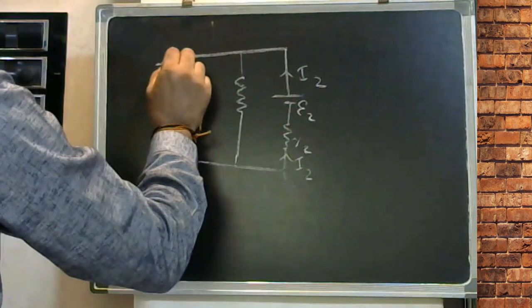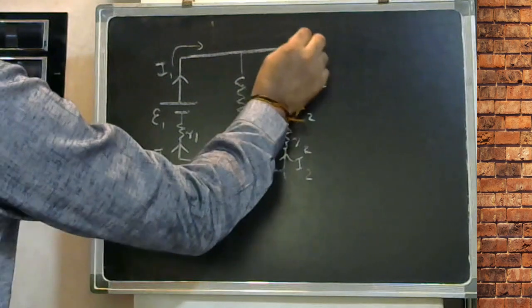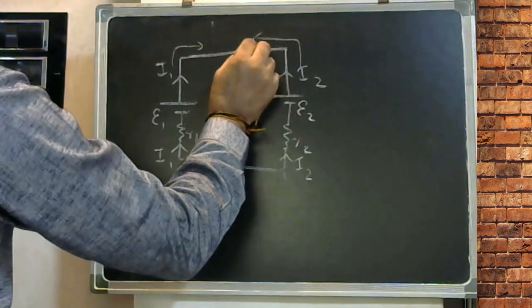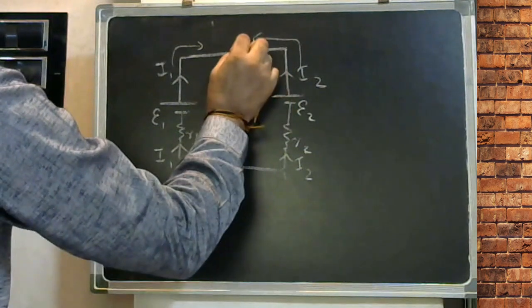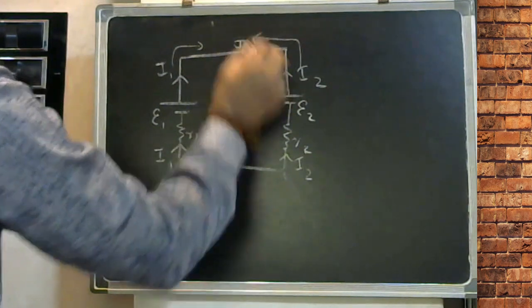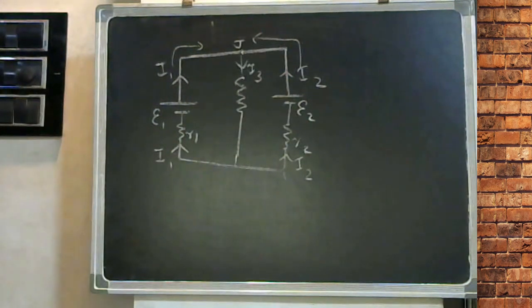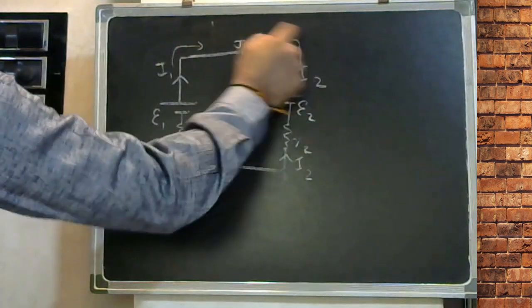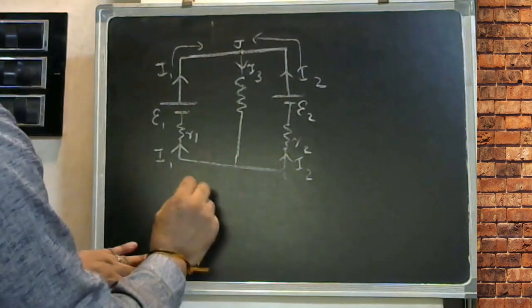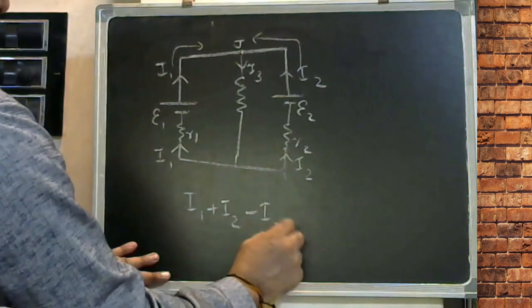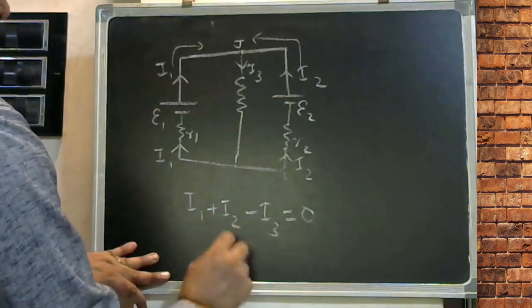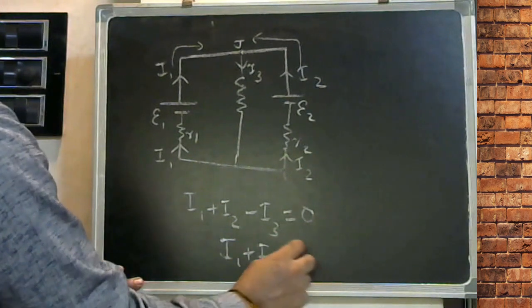I1, I2 both are coming this way. So I1 comes this way, I2 comes this way. They are meeting here to go as I3. Now this is my junction J. So at junction J, my I1 is coming towards, I2 is coming towards, I3 is going away. Use junction rule now. I1 positive, I2 is positive, I3 is negative, should be 0. Or I1 plus I2 equals I3.